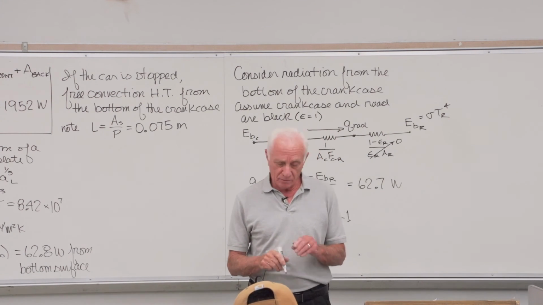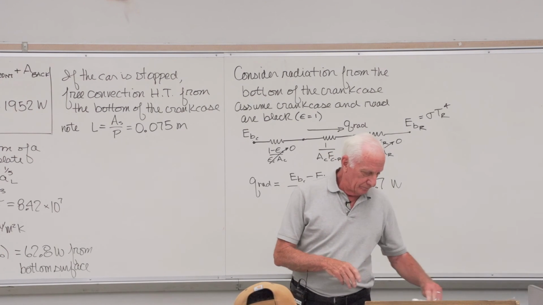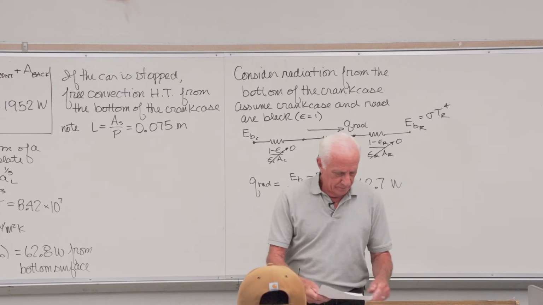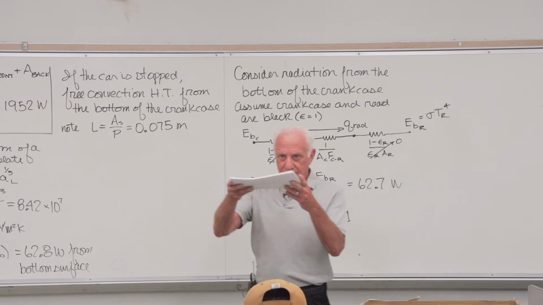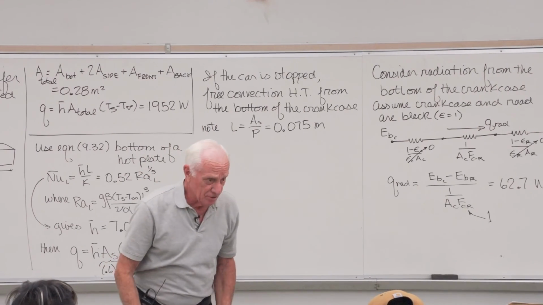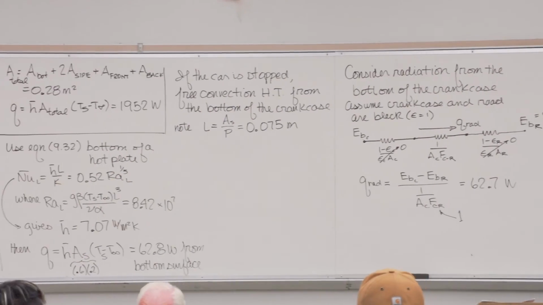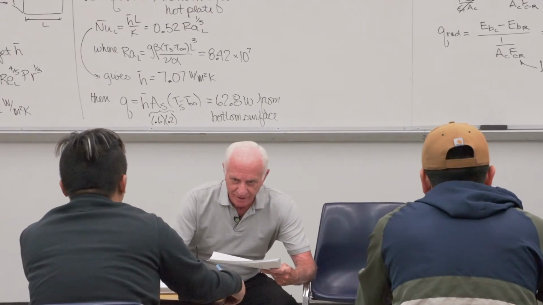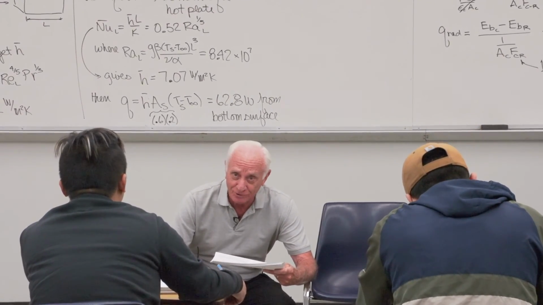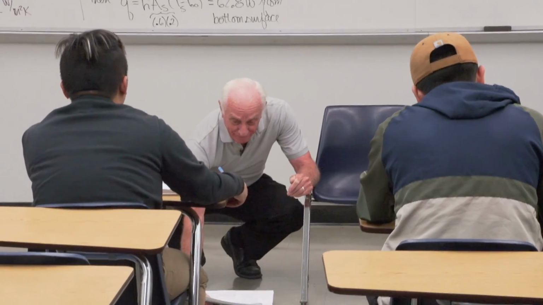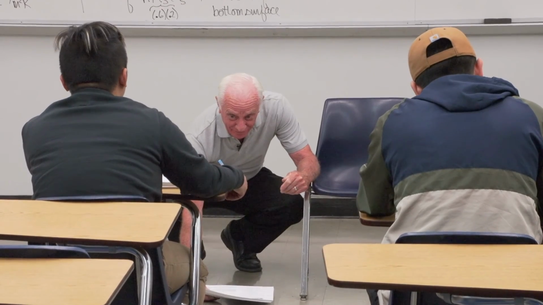I'm using a view factor of 1.0. If this is the bottom of the crankcase, how far is a crankcase off the ground of the car? I don't know, this far? What's the view factor from the bottom there to the floor? Oh, I'll tell you what it is. It's really close to 1. The closer I get to the ground, it's 0.99999.